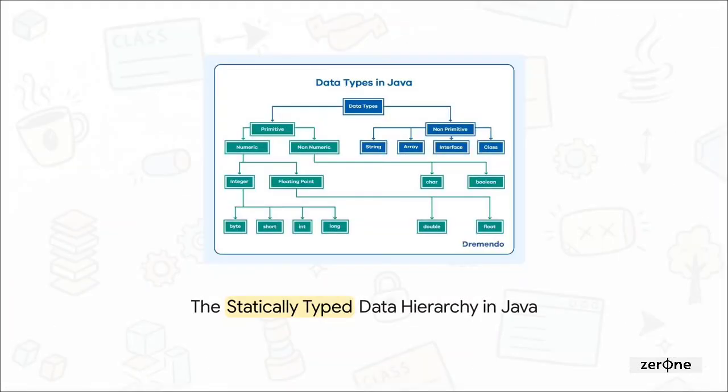Now, Java is a statically typed language. That means you have to declare a variable's type before you can even use it. Looking at the data hierarchy, we have two main branches, primitive and non-primitive. There are exactly 8 primitive data types.